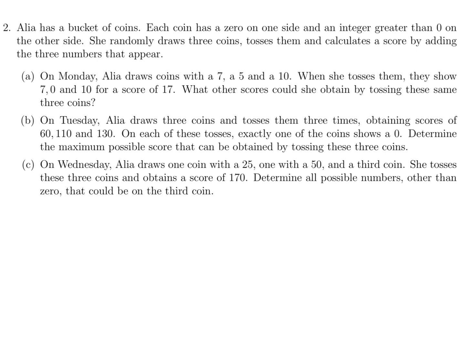Aaliyah has a bucket of coins. Each coin has a 0 on one side and an integer greater than 0 on the other side. She randomly draws 3 coins, tosses them, and calculates a score by adding the 3 numbers that appear. On Monday, Aaliyah draws coins with a 7, 5, and 10. When she tosses them, they show 7, 0, and 10 for a score of 17. What are other scores you could obtain by tossing the same 3 coins?